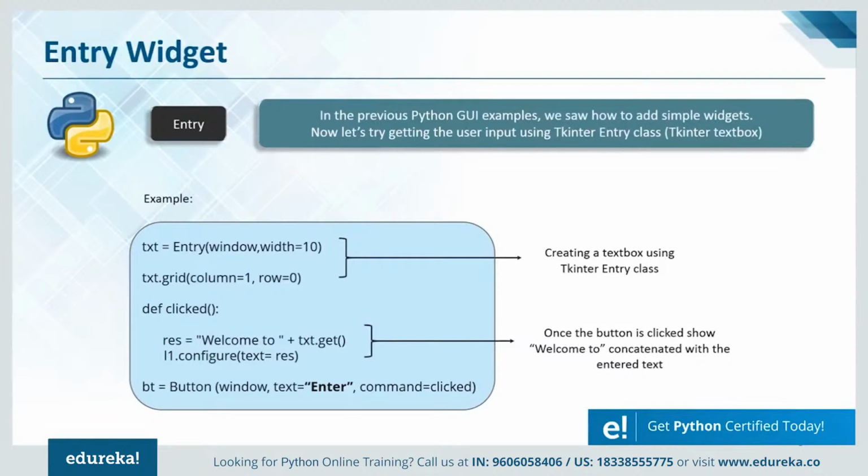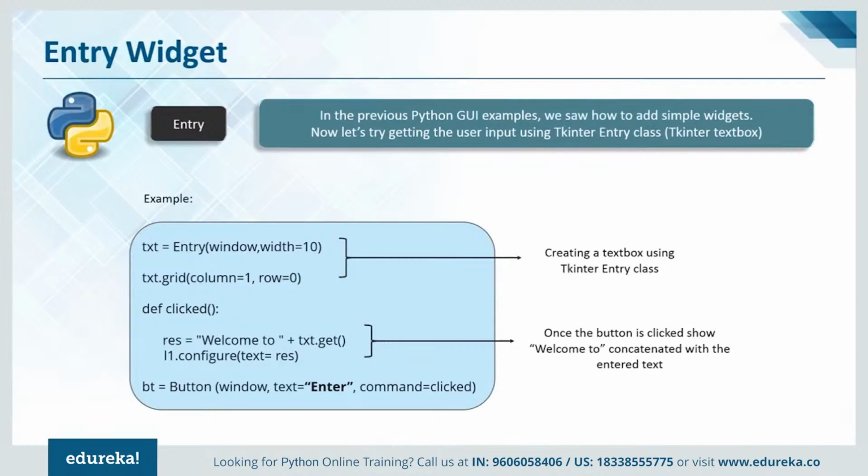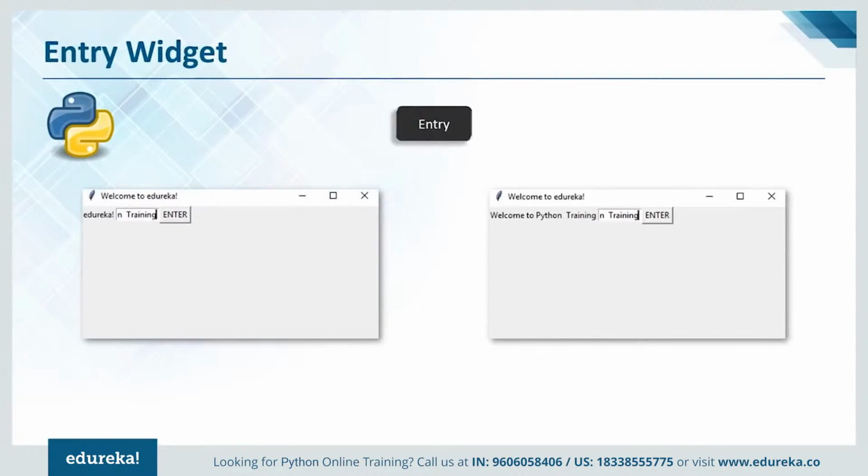And next, what should happen when the button is clicked? Well, we have a message that says welcome to, and later whatever is input into the text area will be concatenated along with this and then printed, guys. So check out this example for better understanding. So we have typed out Python training and it displays welcome to Python training. So all of these widgets are really simple, and more than that, they always come in handy as well.